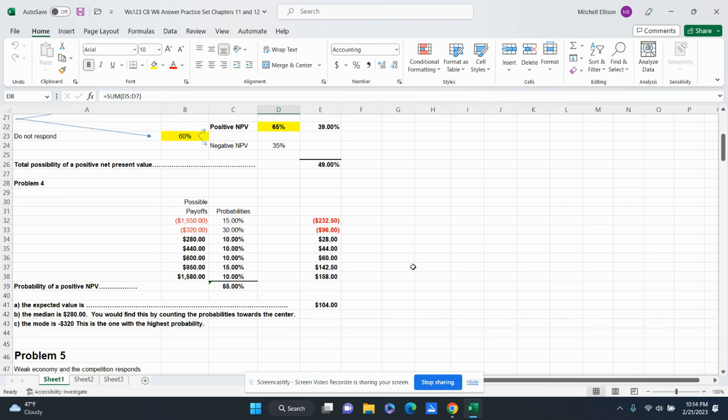Problem number 4 is just to drive home some of the terminology there. Again, the expected value is just the possibilities times the probabilities, and those summed would sum to $104. Remember, the expected value is not one of the possibilities, it's the average that you would get if you repeated this project to infinity.